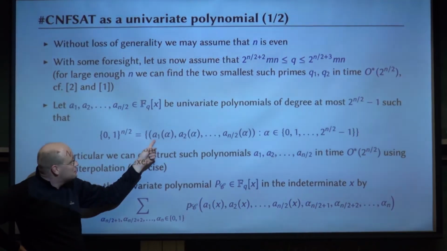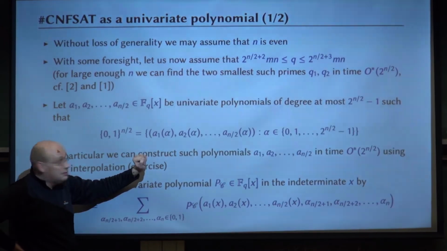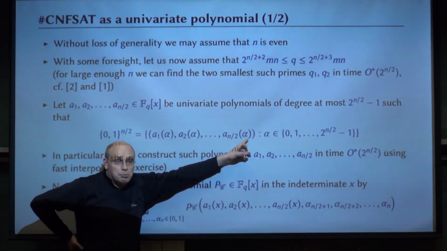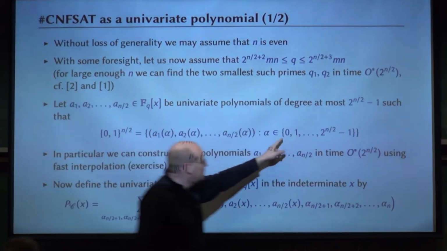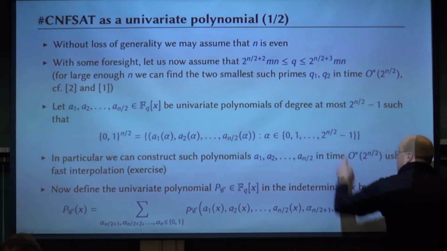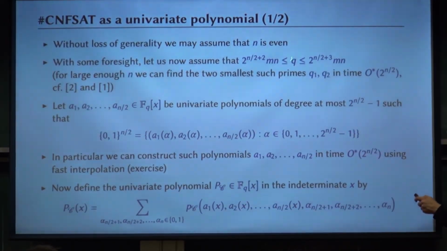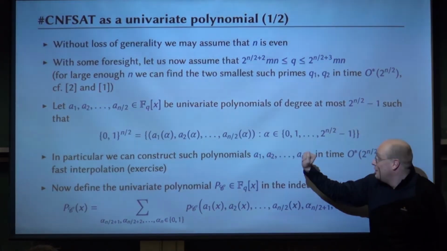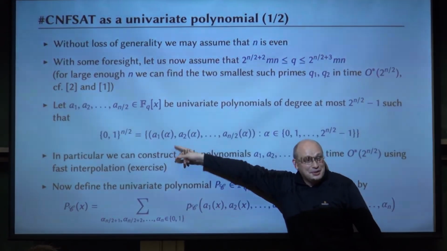Notice on the right-hand side, I again have a set. So what is this set? It's a set of evaluations of these n over 2 polynomials at each index alpha. And notice that alpha now just ranges over 2 to the n over 2 integer values. And notice our field size is large enough to contain these distinct integers. And what I want these polynomials to do is to just interpolate the coordinates.